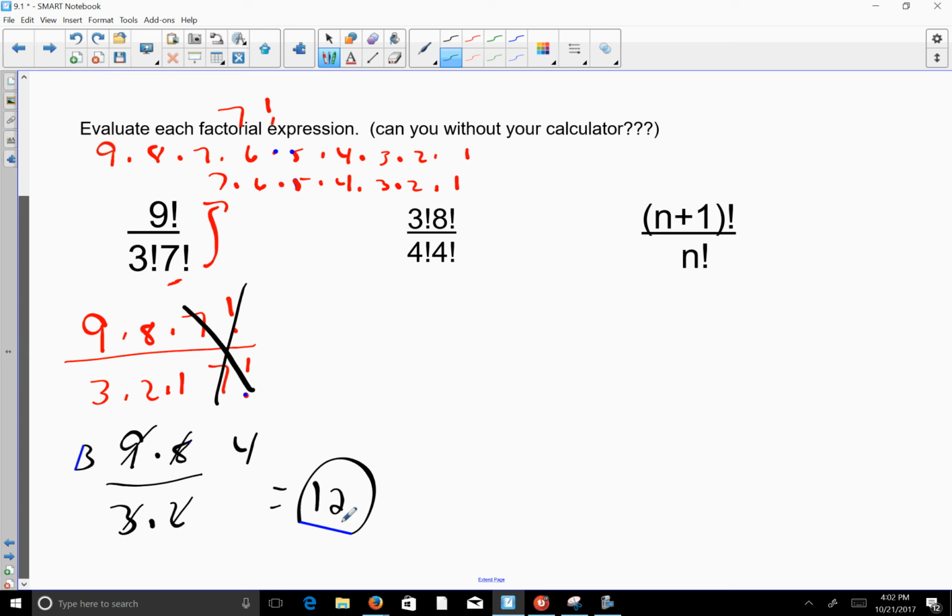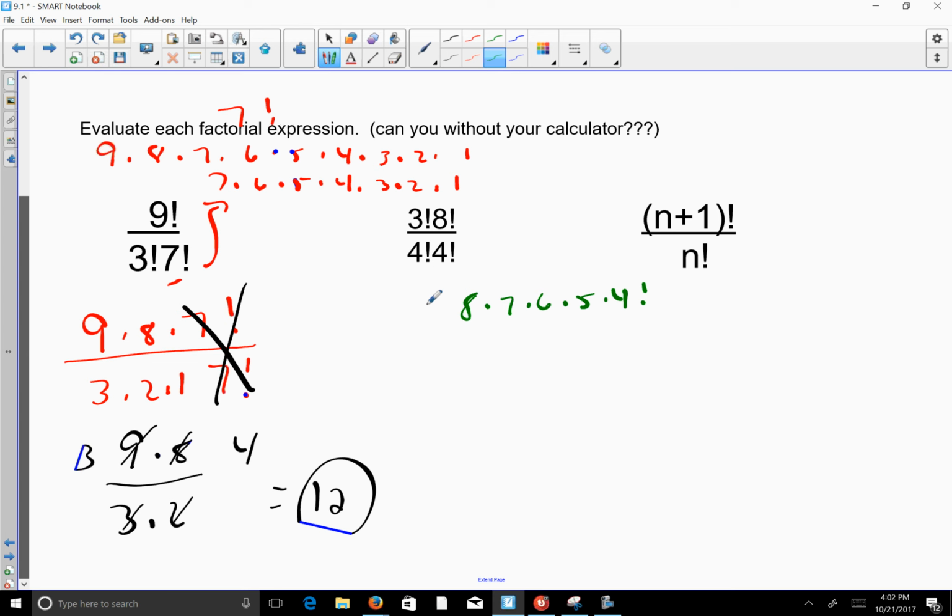Let's look at this next one, where I have 3 factorial times 8 factorial over 4 factorial. I start with the largest one, so I'm starting with 8. The largest one I have in the denominator that I can simplify with is one of these 4 factorials. So I'm going to rewrite 8 factorial as 8 times 7 times 6 times 5, and then I'm going to leave it as 4 factorial.